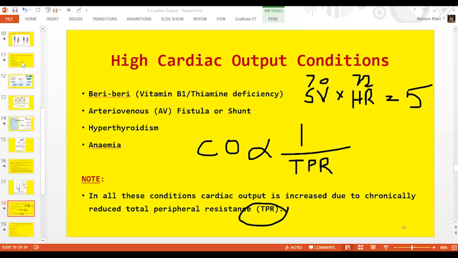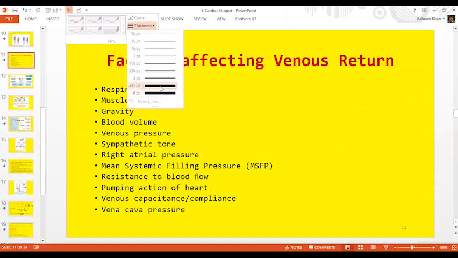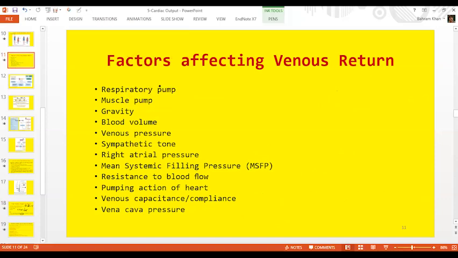So if you get a question about the factors affecting cardiac output, all the factors that affect venous return will also affect the cardiac output. And these are the factors that affect venous return. We have discussed that already. Some of the factors directly affect the venous return, some of the factors inversely.